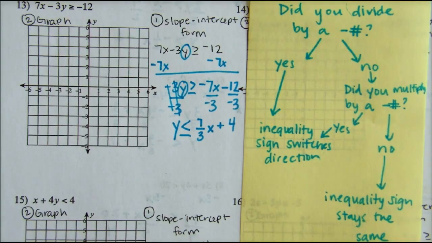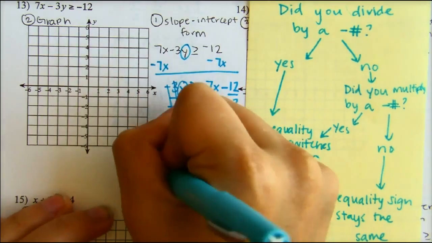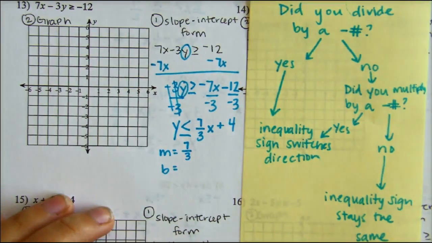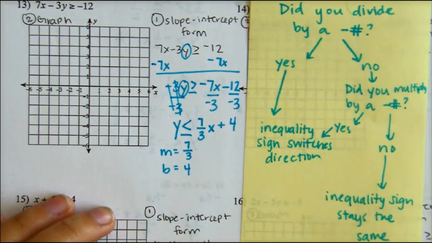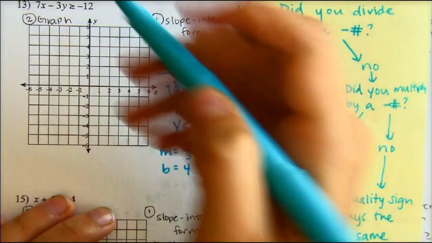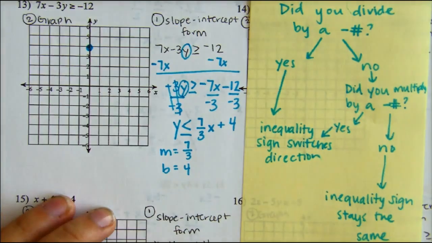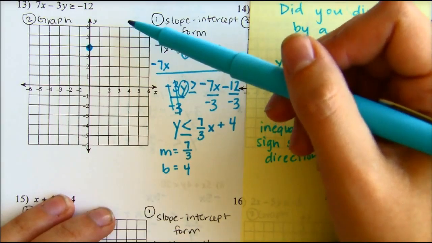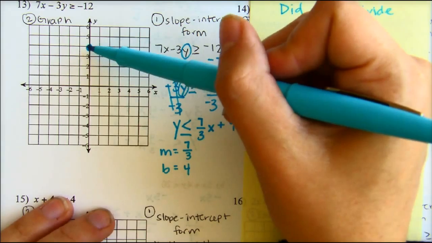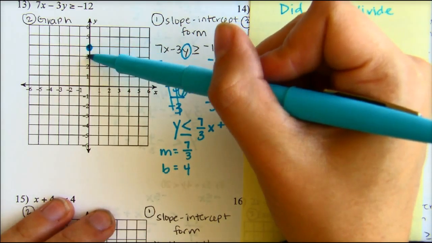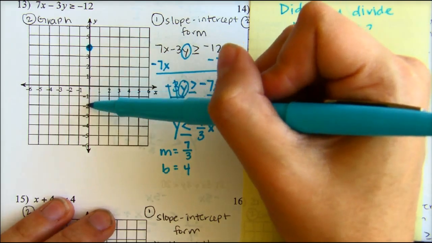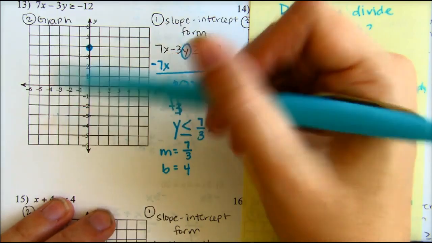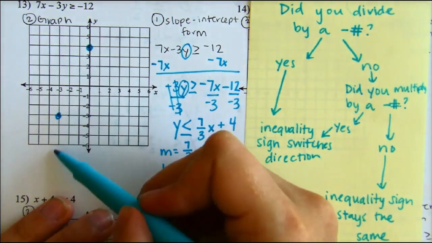Now that my inequality is in slope-intercept form, I'm going to find the slope. I'm going to find the y-intercept. My slope is 7 over 3, and my y-intercept is a positive 4. So I'm going to start by going to that y-intercept, going up 4, and plotting my point. If I try to go up and to the right, up 7, it doesn't work. I get off of my graph, so I've got to go in the other direction. I'm going to start by going down 7. 1, 2, 3, 4, 5, 6, 7. And now to the left 3. 1, 2, 3.